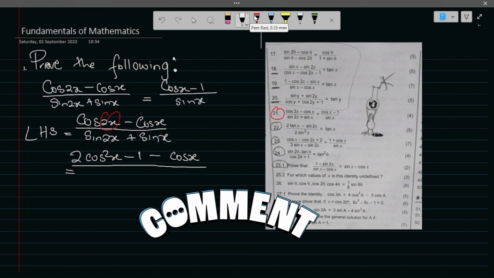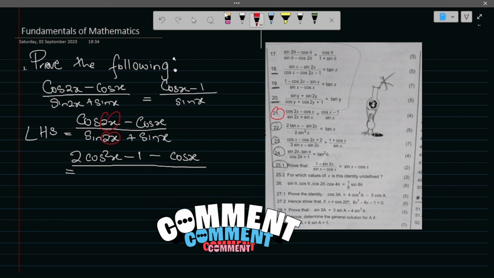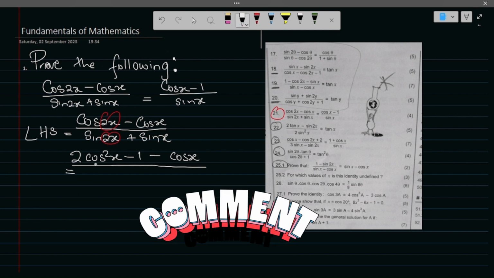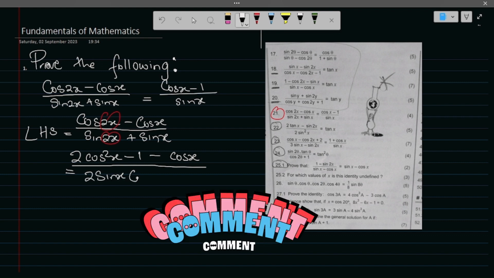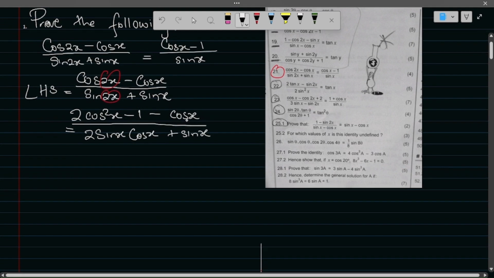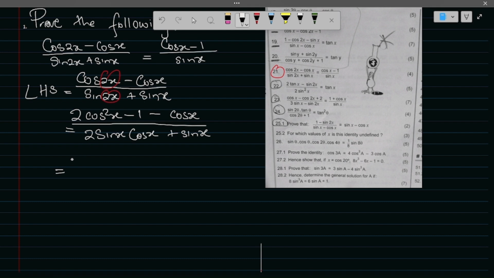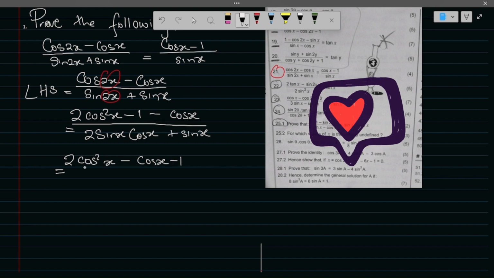Also for the denominator, you see that this is a sine double angle. So you solve for the double angle, so it would be 2 sine x cos x plus sine x. So let's get on with it. Now let's rearrange our numerator into a neat format so that we can see what is what.